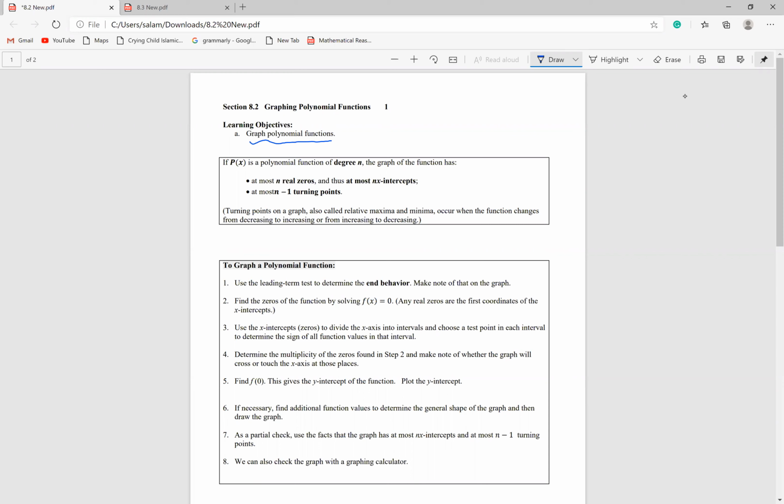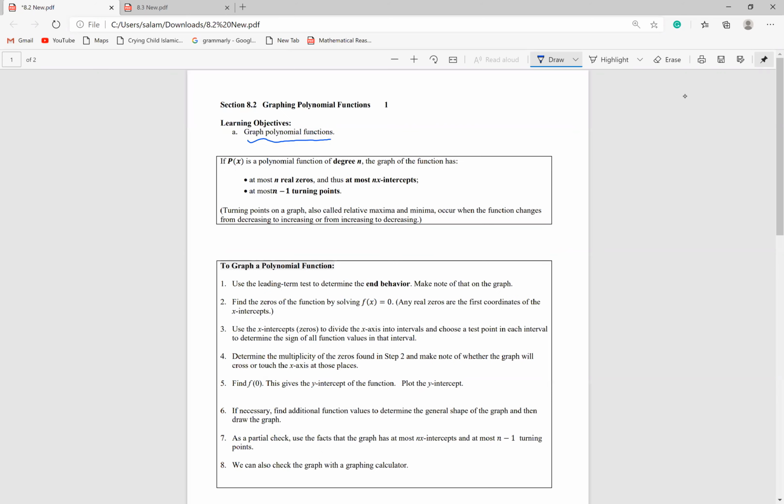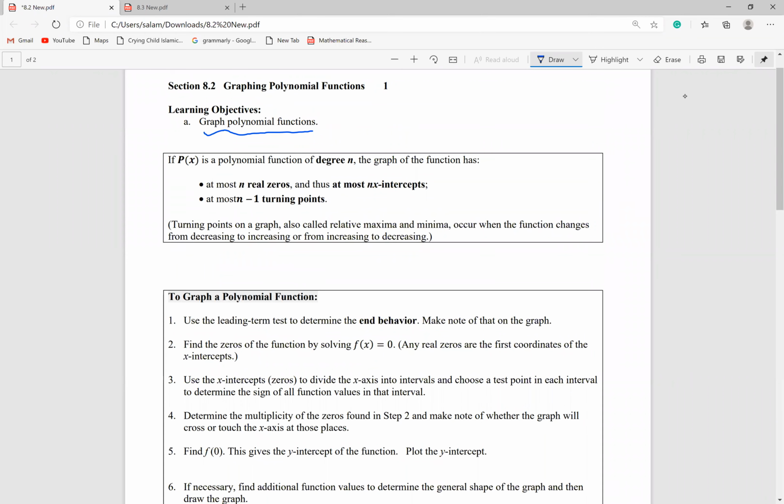Okay, but before that, let's look at what we have here. If p of x is a polynomial function of degree n, the graph of the function, and this is very important in this section, has at most n real zeros and thus at most n x-intercepts, and also at most n minus 1 turning points. Don't forget the turning point is where your function changes from decreasing to increasing or increasing to decreasing. That's where you have your relative maximum and minimum.